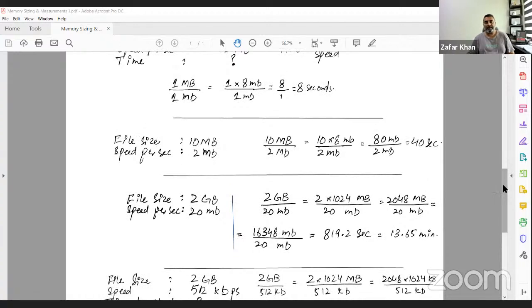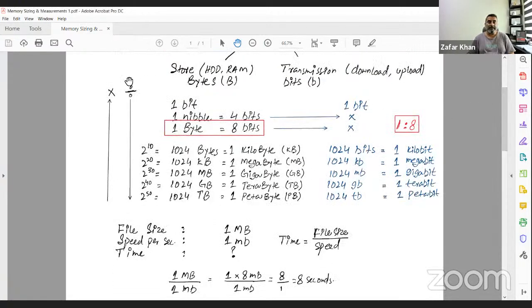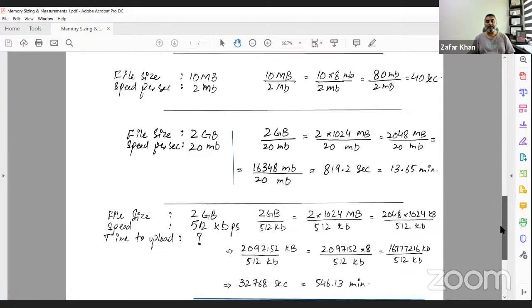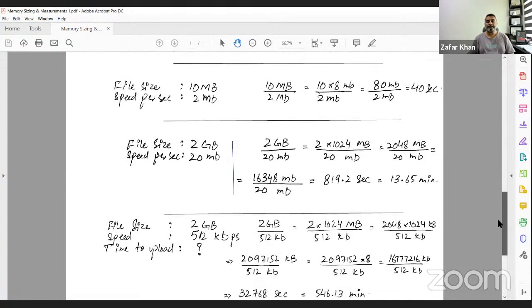As I said earlier, because we are going from giga to mega, we will be multiplying this gigabyte by 1024 to have the result in megabytes. And then from megabytes to megabits, we will be multiplying by 8. So 2 gigabytes divided by 20 megabits per second. First, we will multiply this 2 by 1024 to have 2048 megabytes divided by 20 megabits.